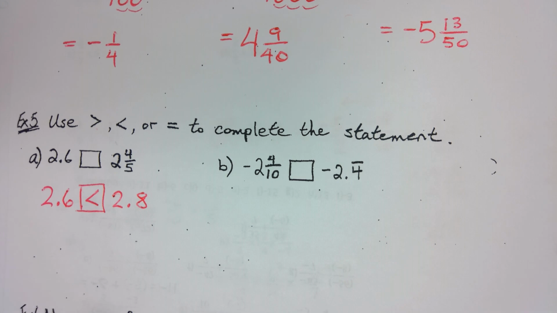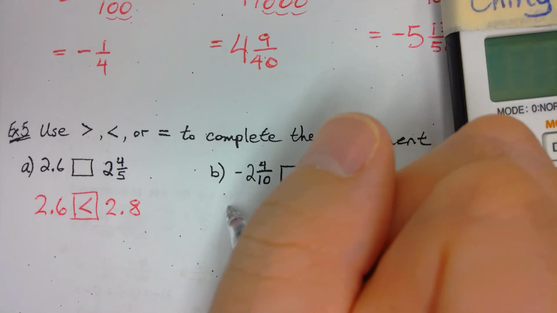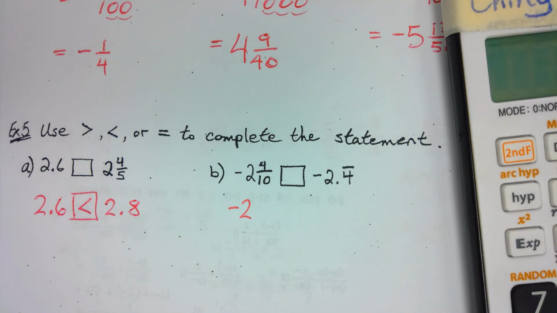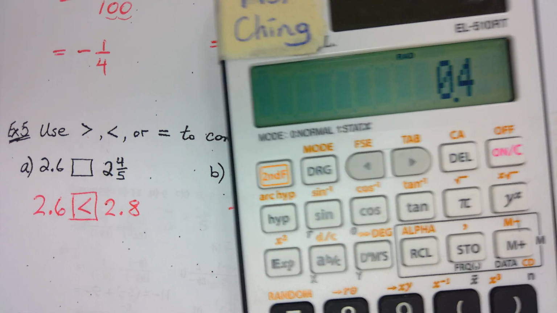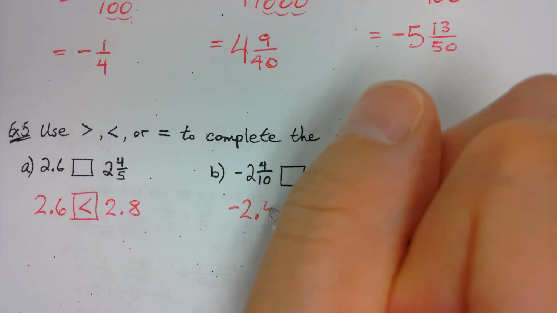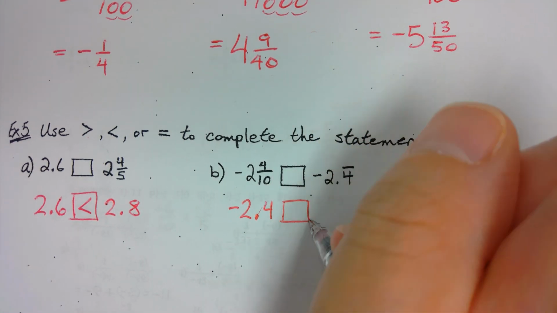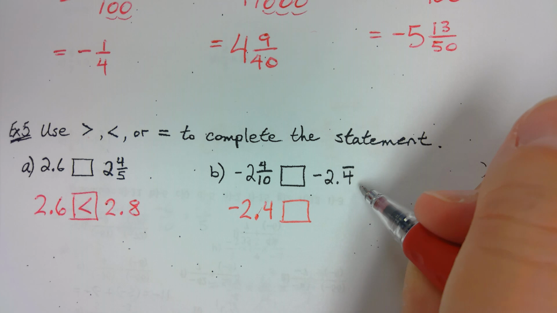As we said, decimals are so much easier. So -2, 4 divided by 10 is 0.4. So this is -2.4. What about this right here? What is this as a decimal? Nicolin?